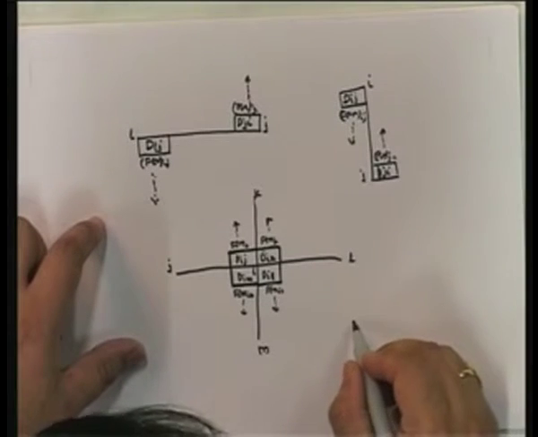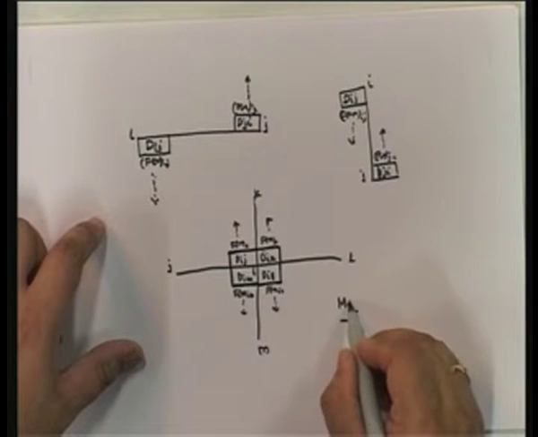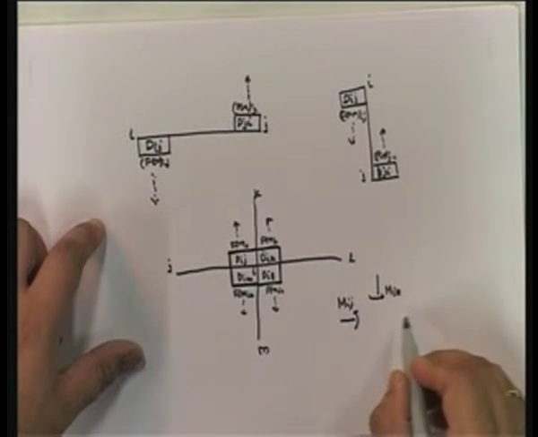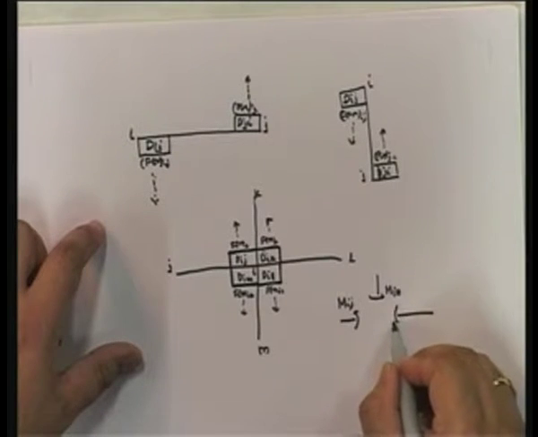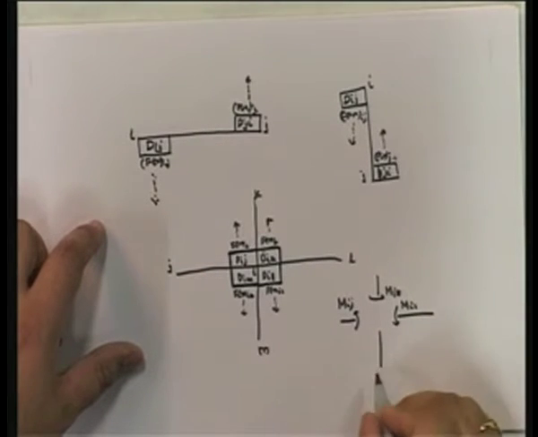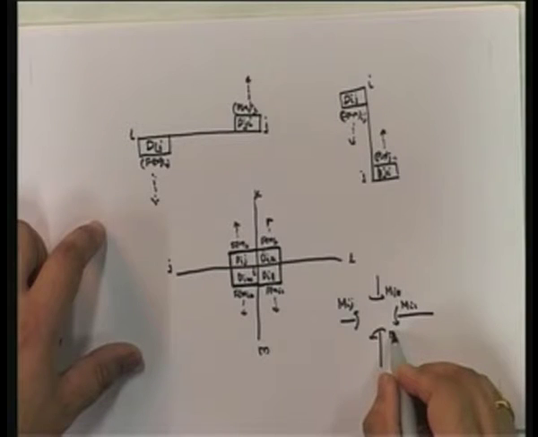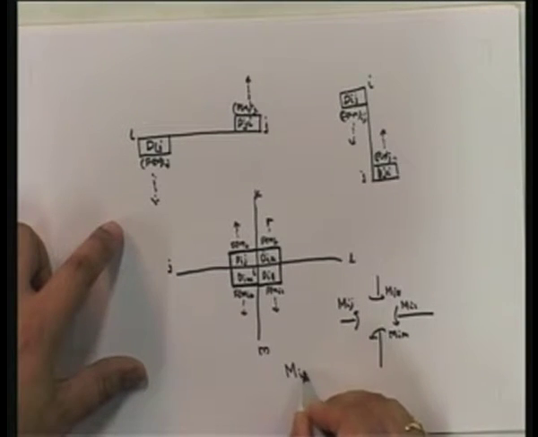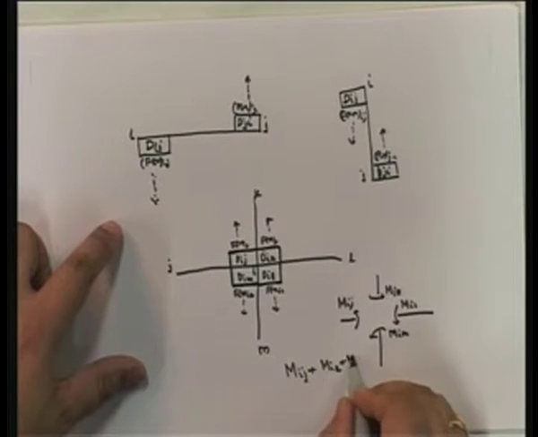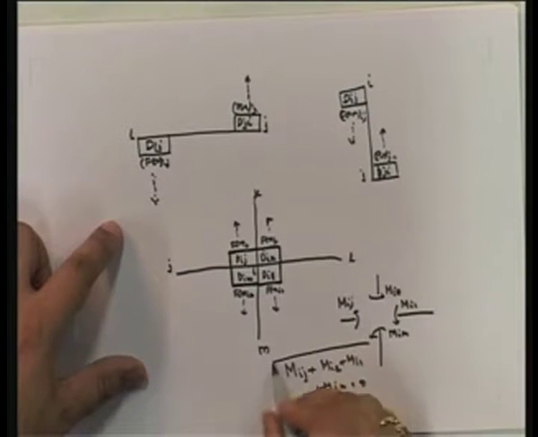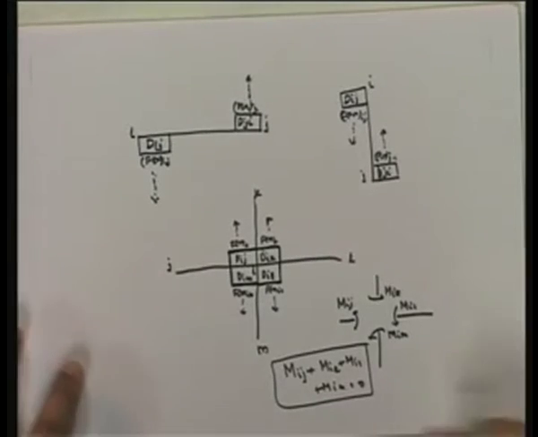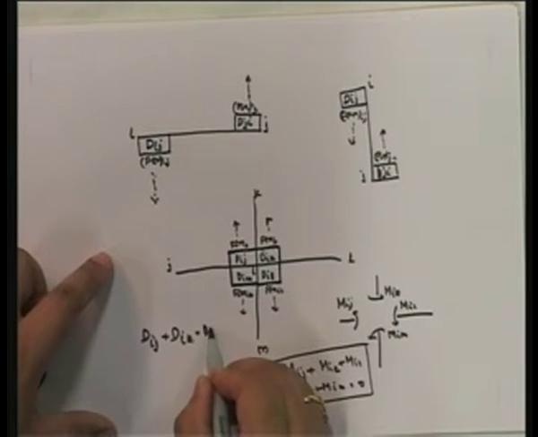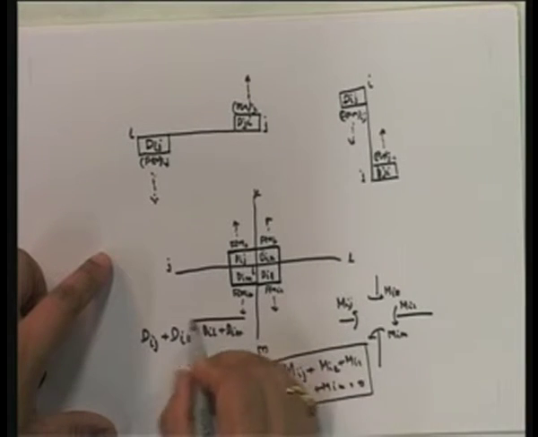And then at this joint, if you look at it, you'll have MIJ, and then over here you'll have MIK, and you'll have here MIL, and over here you will have MIM. Okay? And if you look at this, the equation at this point will be MIJ plus MIK plus MIL plus MIM equal to 0. And the distribution happens also in this manner. And of course, it goes without saying that DIJ plus DIK plus DIL plus DIM equal to 1 by definition.